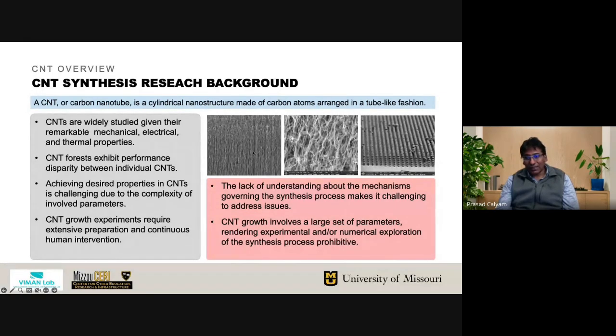And so if you don't understand how to really build these CNTs, you can have an undesirable material, right? And to really understand how to build the right material, you need to have the idea of the right set of parameters that you need to use. And the parameter space is very large in this case because there are several factors that impact the synthesis process.